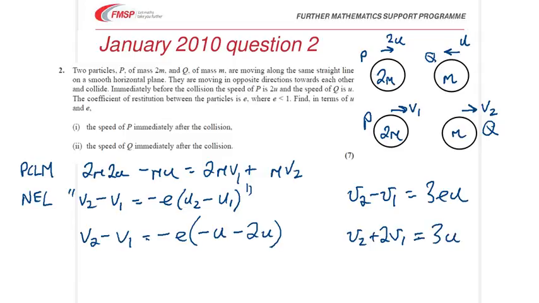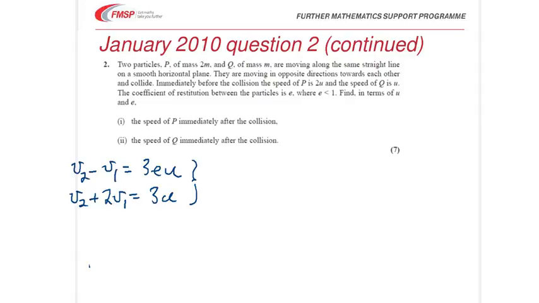So let's go to the next page and carry on with this. We've just got to solve those simultaneous equations now. I've written them down there, ready. To solve them, you'll notice there's a v2 in both. Let's subtract the second minus the first, and we get 3v1. That's right, 3v1 equals 3u minus 3eu.